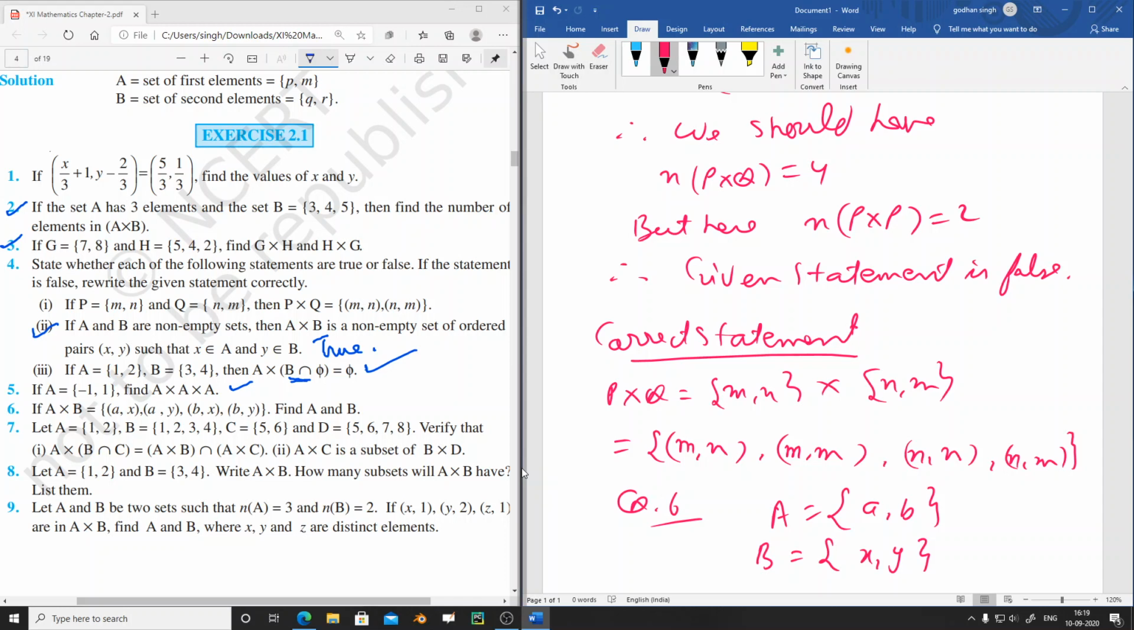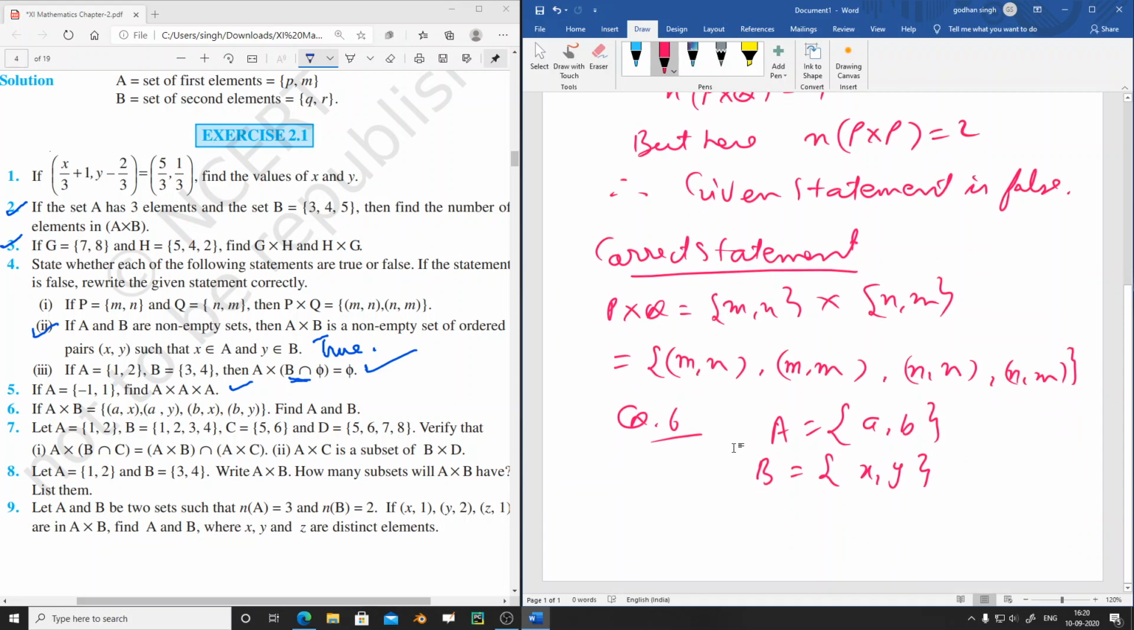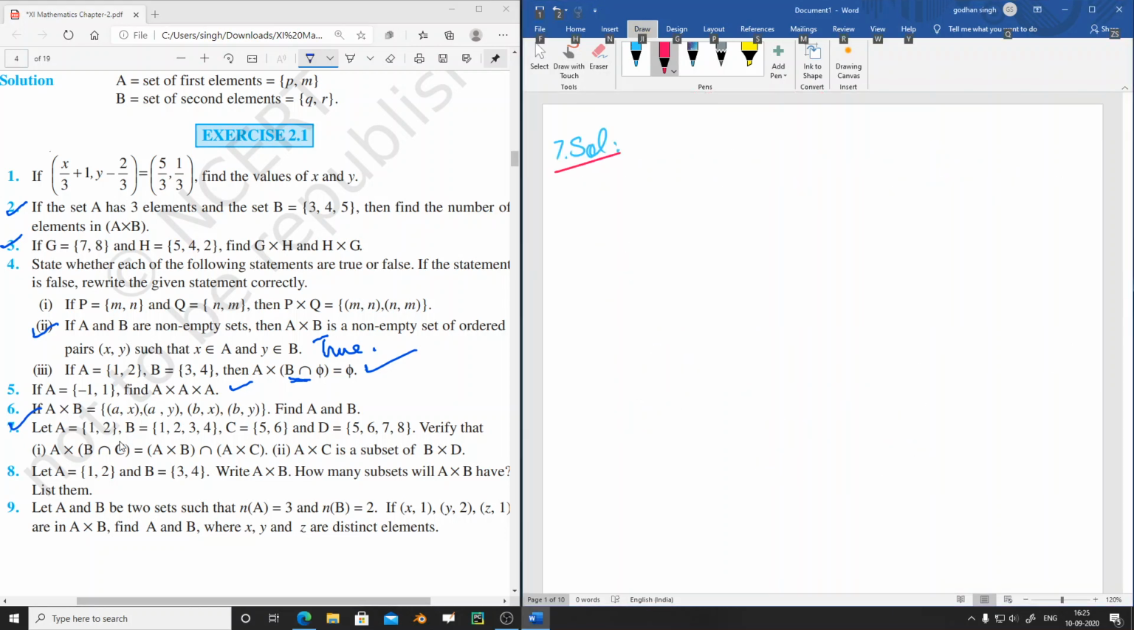Next we will go to question number 7. In the first part, we have to find A cross B intersection C. First we will find B intersection C. Here B equals the set containing the elements 1, 2, 3, 4. Here we write the set C, C equals the set containing 5, 6. Now we see that there are no elements common in B and C. It is very obvious that the intersection of these two will be empty. Therefore, B intersection C equals the empty set.